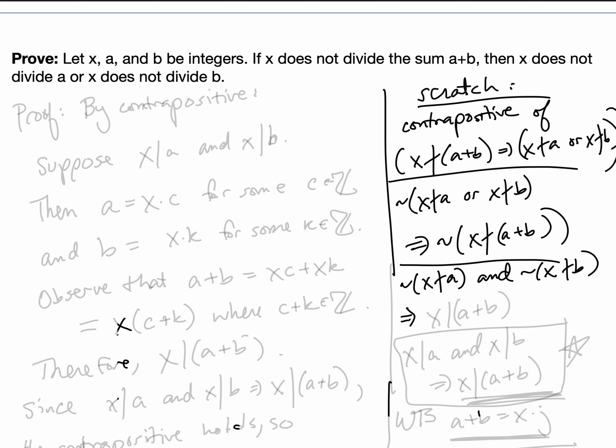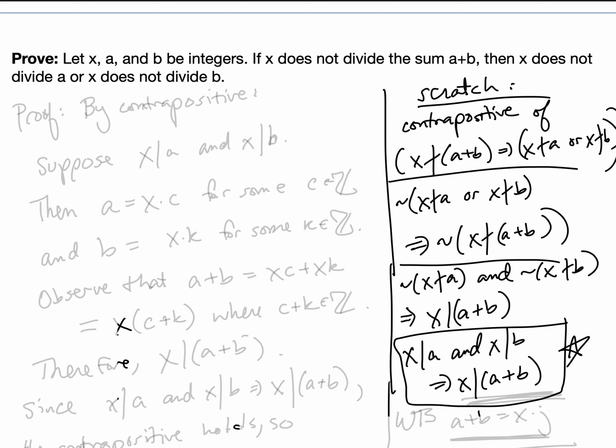Implies negation of x does not divide A plus B. Well, if it is not true that x does not divide A plus B, then x does divide A plus B. And let's just continue making that as simple as possible. The negation of x does not divide A is, of course, x does divide A, and x does divide B implies x does divide A plus B. So this is the contrapositive, and this is what we are trying to show.